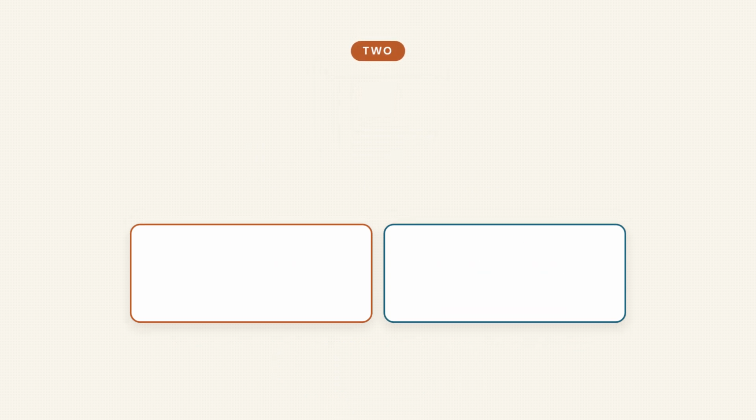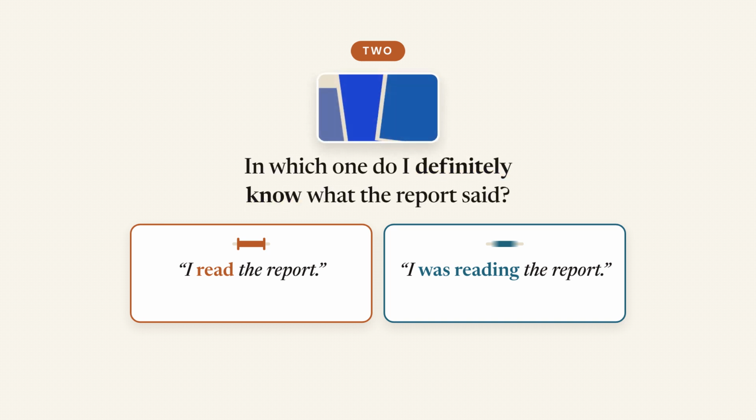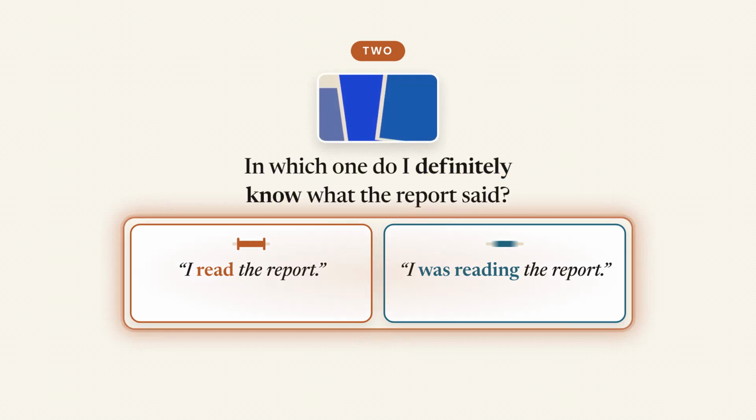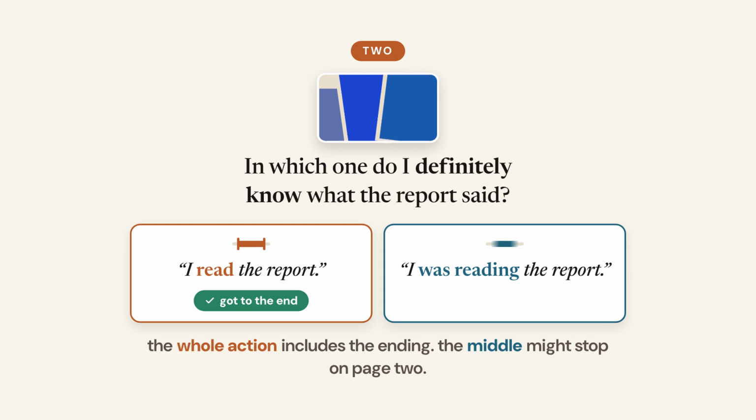2. Same idea, new pair. I read the report. I was reading the report. In which one do I definitely know what the report said? The first one. The whole action includes the ending, so I got to the end. The second one is only the middle. I might have stopped on page 2.